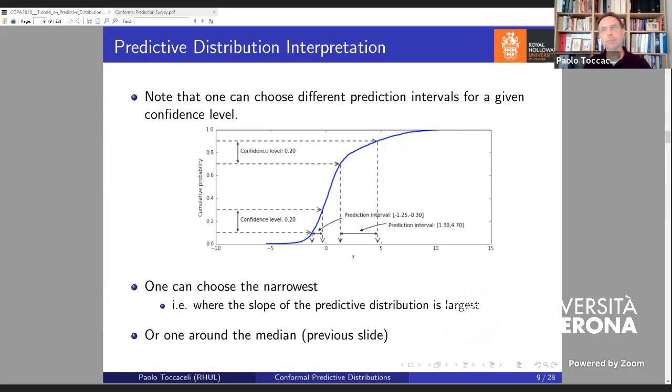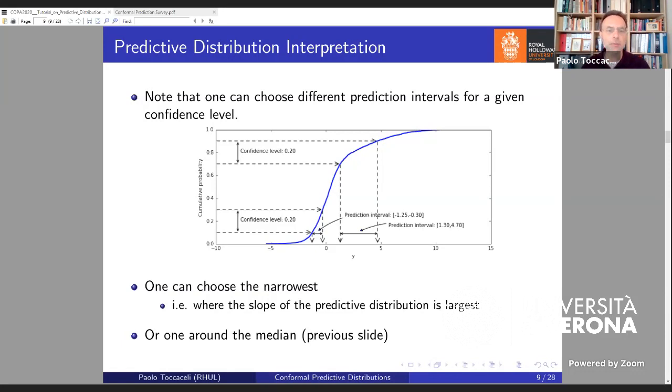Differently from the intervals that are generated with the procedures that I mentioned before, we can choose a variety of prediction intervals. It's just a matter of setting a strip, for instance, of width 0.2, as illustrated here, and you can shift it up and down the vertical axis and identify intervals for the label y with the desired property of coverage.